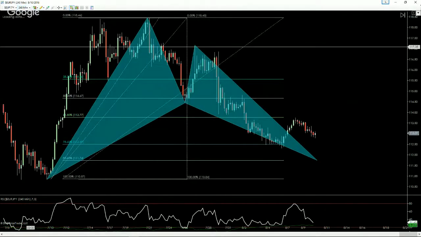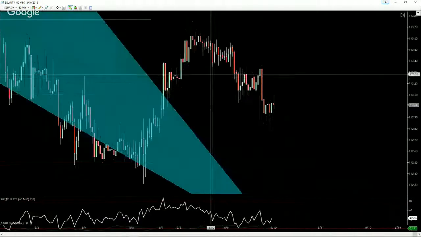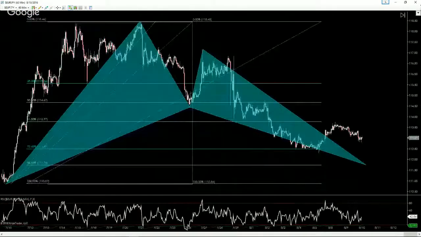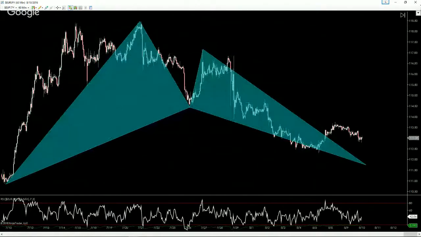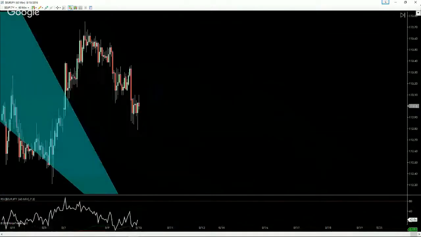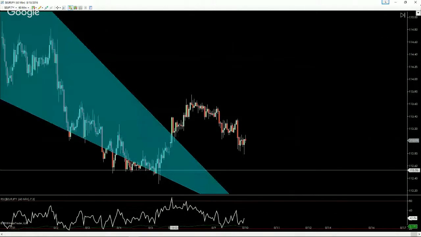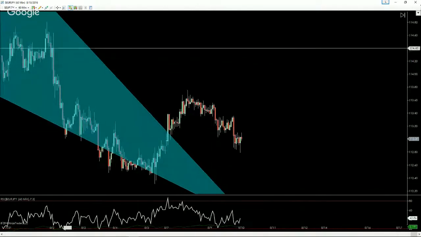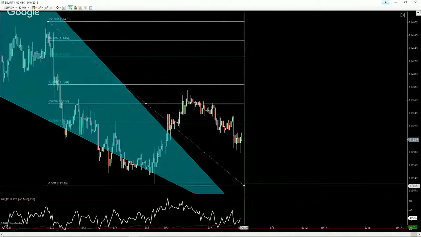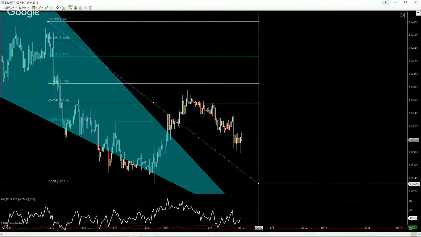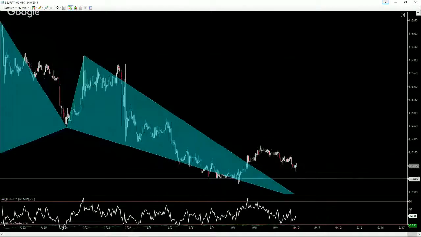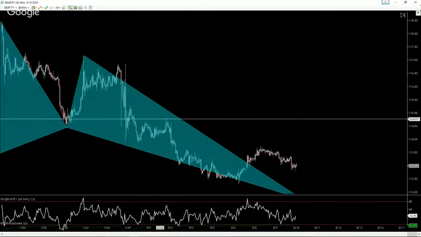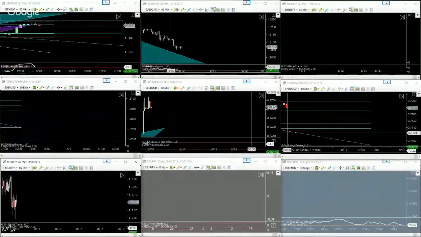Let's go down to 60. Nothing much there on the 60. Potentially, you could have a bat pattern right here, although that's still ways away. And there you have it.